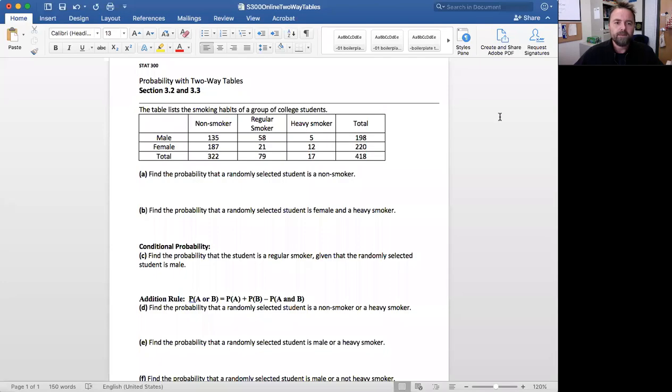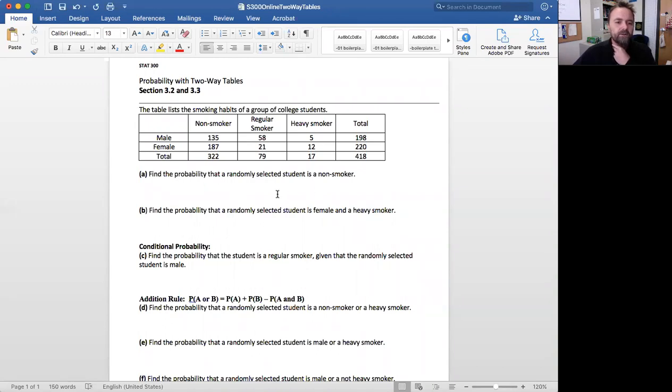Hey class, here is a problem that deals with probability when it comes to a two-way table. You'll see these in sections 3.2 and 3.3. They typically deal with two variables, so we have sex versus how often you smoke. If we run through some of these questions, it might help some folks. The first one is, find the probability that a randomly selected student is a non-smoker.